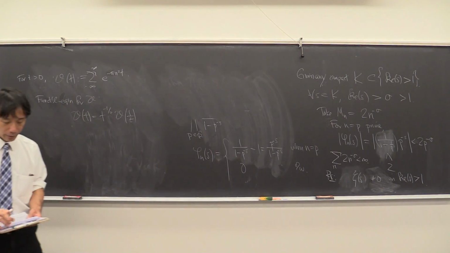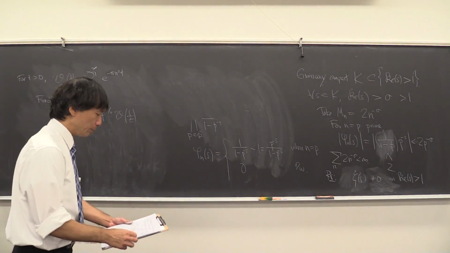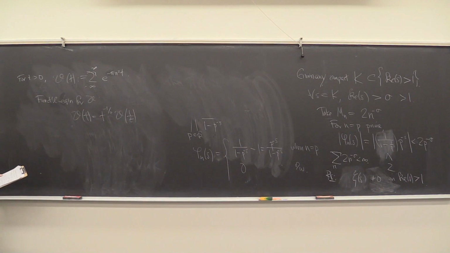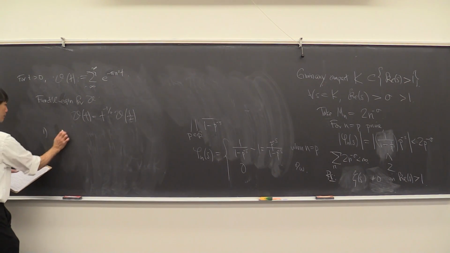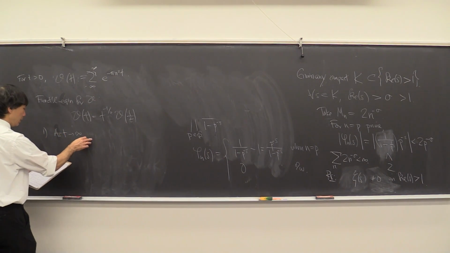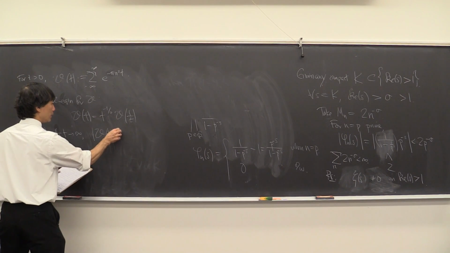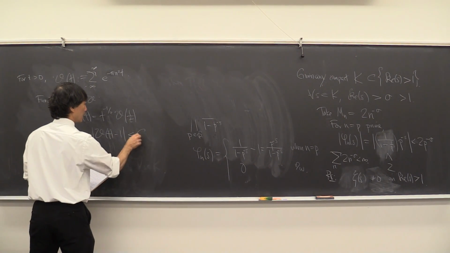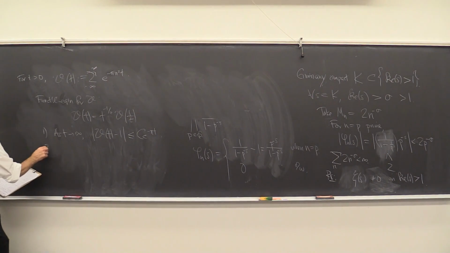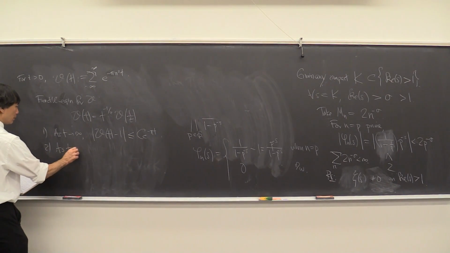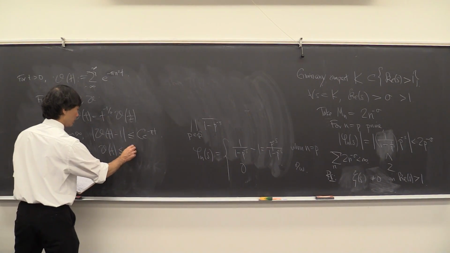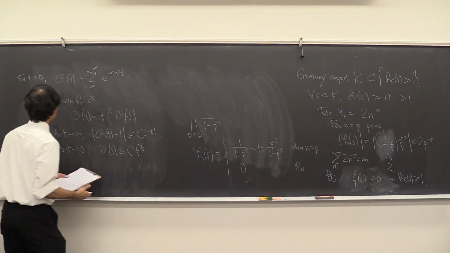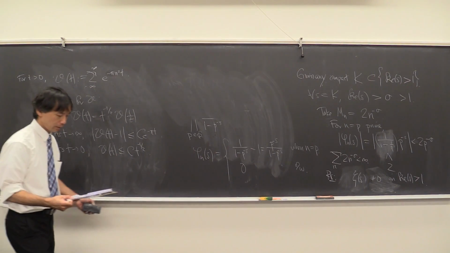Okay, and then from there we got some bounds on the behavior of theta as t goes to 0 and as t goes to infinity. Right, so one, as t goes to infinity, the difference between theta and 1 decays exponentially. Two, as t goes to 0, the function is bounded by t to the negative 1/2.